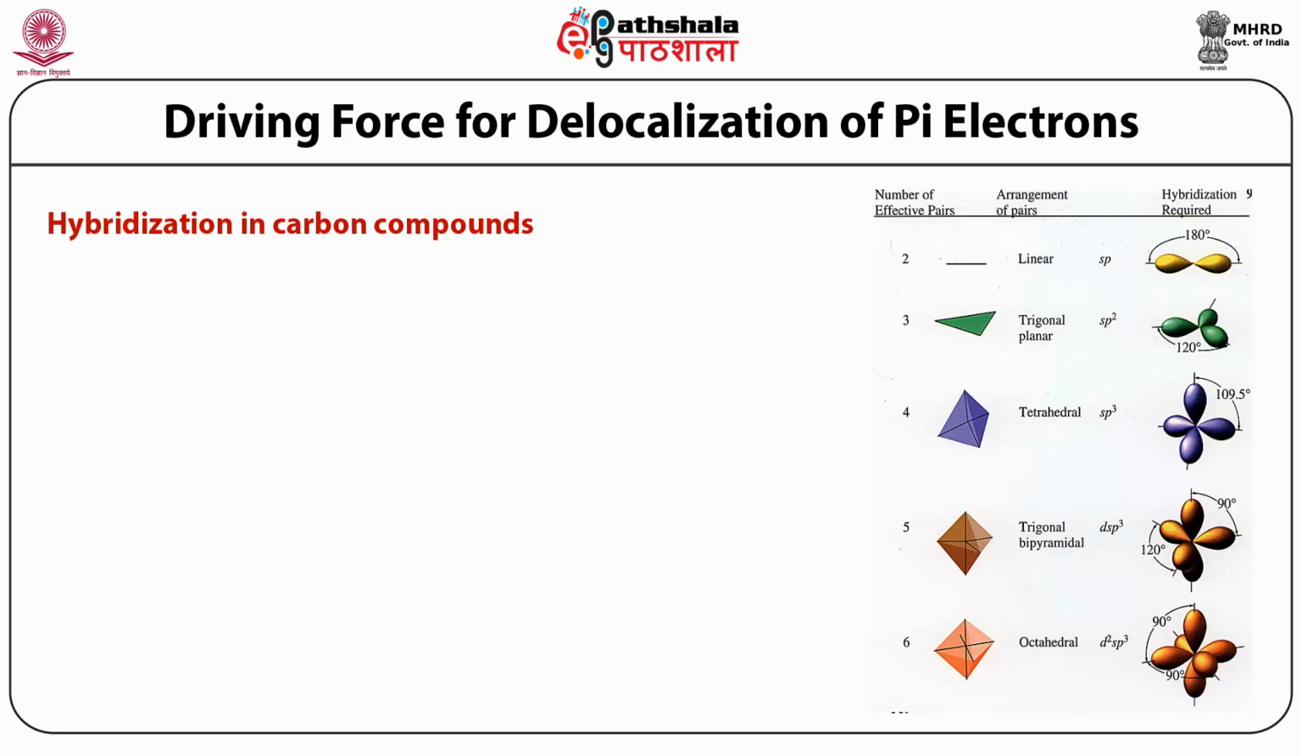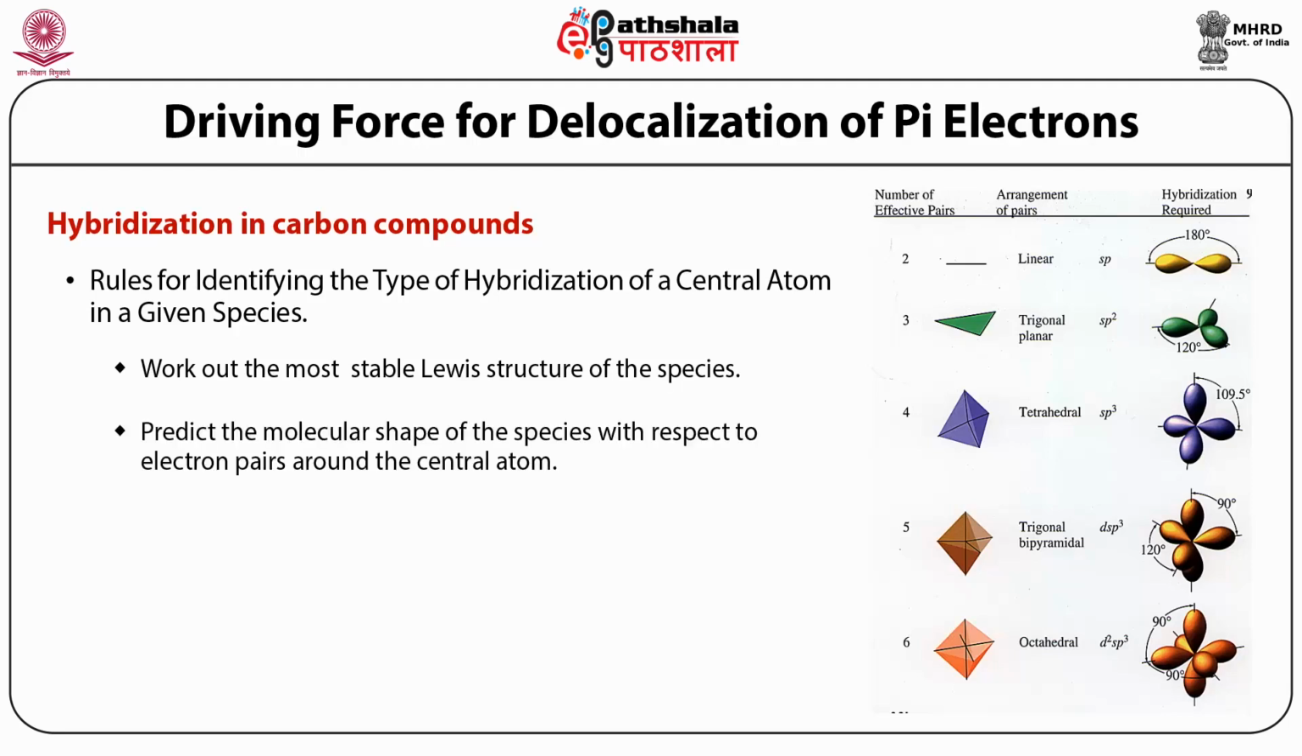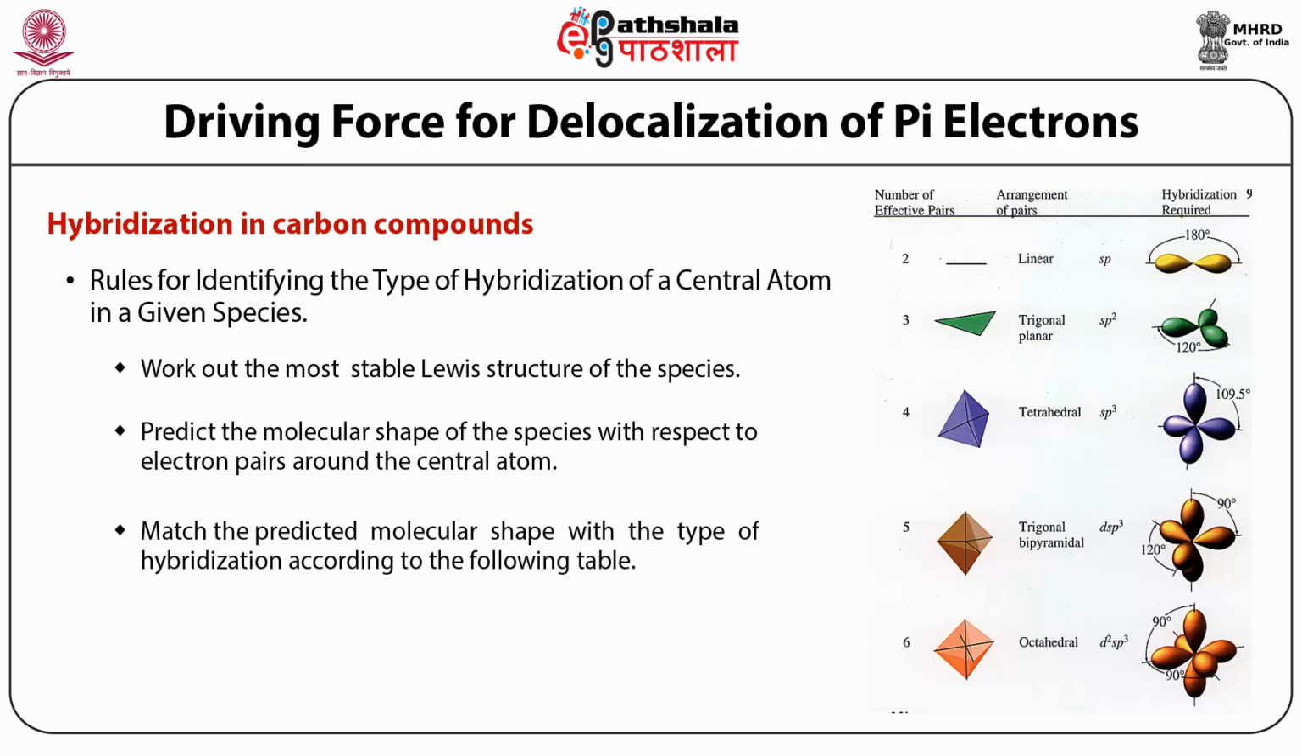This table shows the relationship between the hybridization and the distribution of electrons in the valence shell of an atom. Now students, let us discuss the rules for identifying the type of hybridization of a central atom in a given species. First, we work out the most stable Lewis structure of the species. Second, predict the molecular shape of the species with respect to electron pairs around the central atom. Lastly, match the predicted molecular shape with the type of hybridization according to this table.